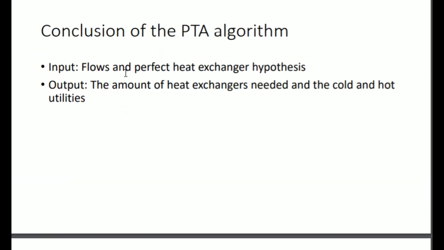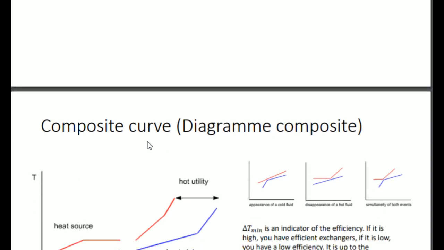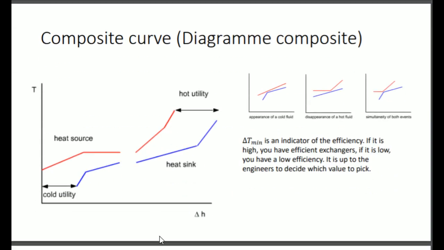So the conclusion of the PTA algorithm is that for an input you have flows, so streams, and a perfect exchanger hypothesis, and in output you have the amount of exchangers needed, and the hot and cold utilities. A convenient way to represent it is the composite curve. It's a diagram in which the vertical axis is the temperature, in degrees Celsius, and the horizontal axis is delta H, which is a shift in enthalpy.